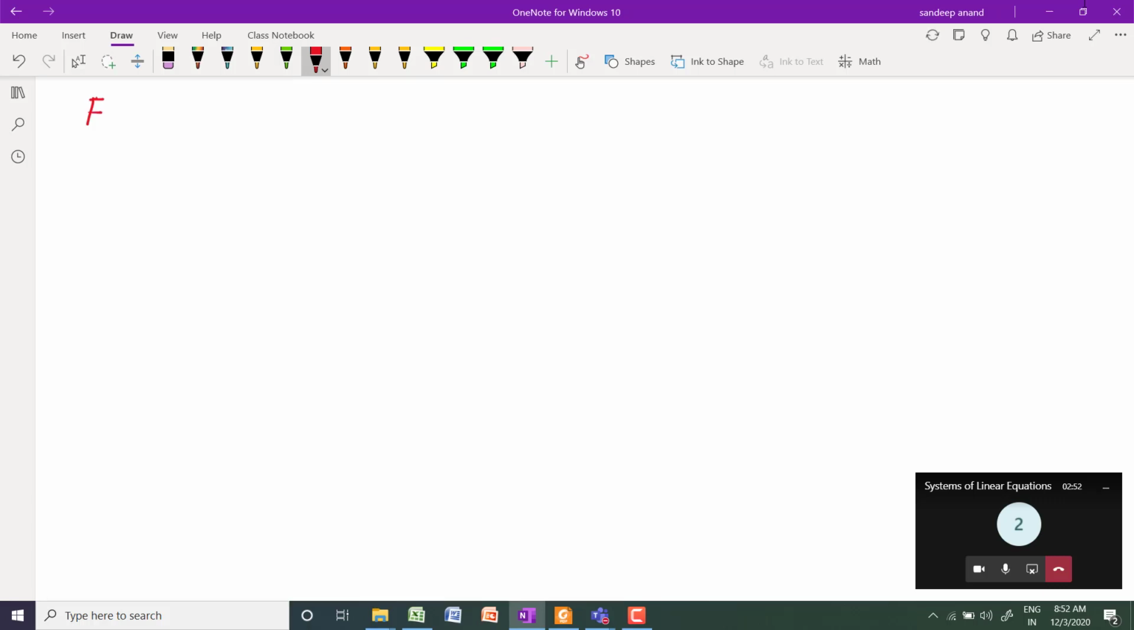First method to solve the system of linear equations is elimination. Elimination method. And in the elimination method, I already discussed the concept of how you can solve it.